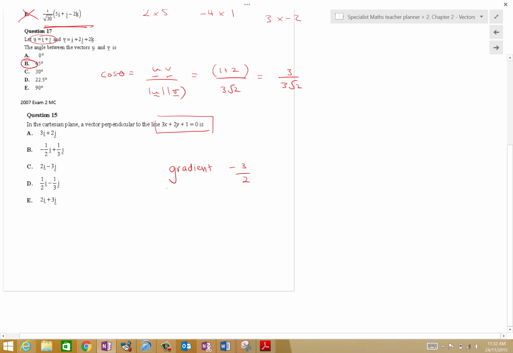Now, what does that mean? It means that if we're trying to find a vector perpendicular, then the perpendicular gradient is going to be equal to 2 on 3. If you think about that, that's the same as rise and run. Would you agree? Our rise would be considered the y component or j component, and the run would be the x component or i component. So, make sense?